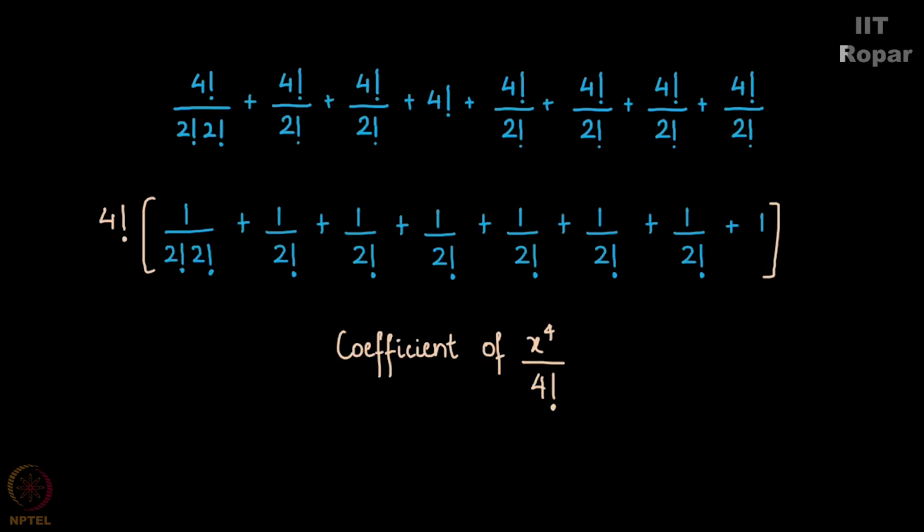If you want a 4 factorial in the numerator, you should put a 4 factorial in the denominator of x to the 4. So if you ask this question, what is the coefficient of x to the 4? You will get 1 by 2 factorial into 2 factorial plus 1 by 2 factorial plus 1 by 2 factorial, and so on up to 1. That's the answer. But if you ask, what is the coefficient of x to the 4 by 4 factorial? Whatever the reason 4 factorial came here, if you have 4 factorial here, I'll put a 4 factorial in the numerator there. Correct? So it will be 4 factorial times the entire thing.